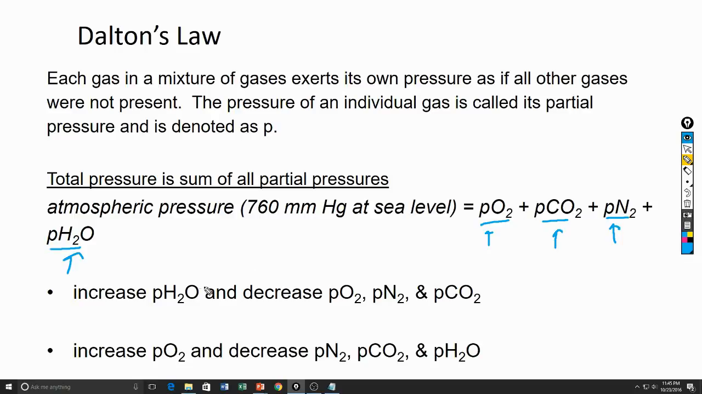Say that it's very humid and we have more water in the air, right? And we have more water vapor. So if I'm breathing that water vapor in, then as a consequence, the pressure of oxygen, nitrogen, and CO2 are going to be lower. That might mean that I'm going to have a reduced ability to take up oxygen, which could hurt my performance. And the same is true for any one of these gases.